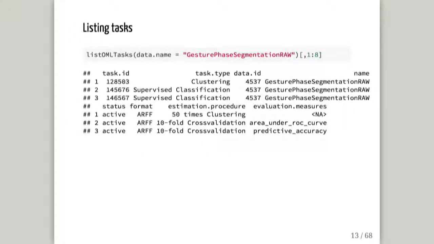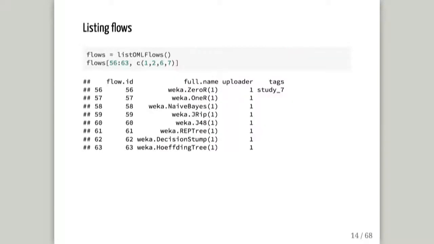Right? If you want to see the task for a specific dataset, you can just include the dataset name as a filter. And now you see only the tasks for this data set. And here we have 1 clustering task defined and 2 classification tasks. They both use tenfold cross-validation, but the one optimizes area under the ROC curve, the other one optimizes predictive accuracy. Right. That's clear? Okay.